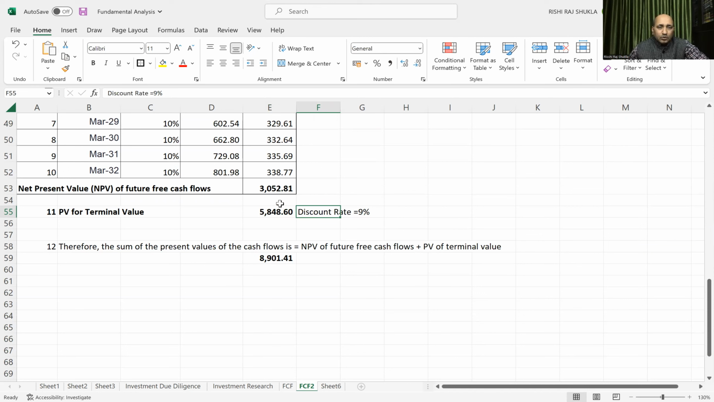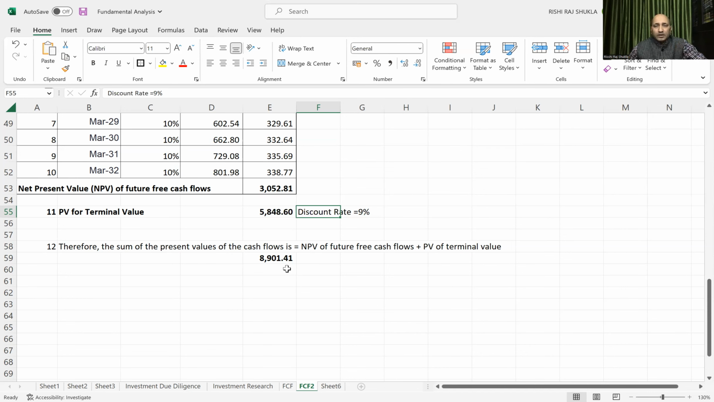Once we add these two, we will get this final figure: the sum of the present value of all cash flows, NPV of future values, this much, plus PV of terminal value, this. If we add these two, we are getting 8,901.41. This is the sum of present value of all future cash flows, including terminal one. So like this, we get all present value.